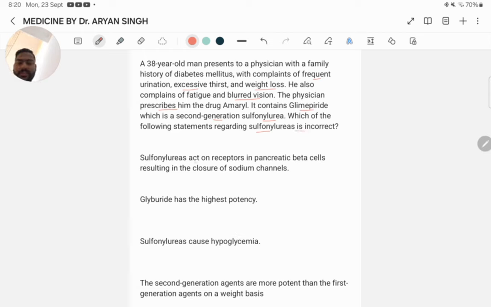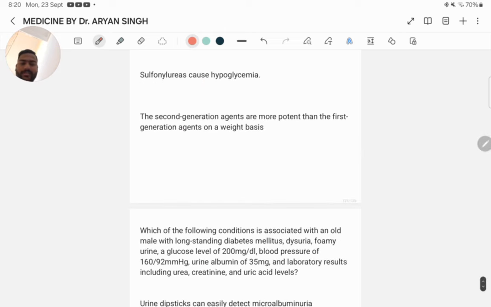Sulfonylureas act on a receptor in pancreatic beta cells, resulting in the closure of sodium channels. This is the incorrect option, because the primary mechanism of action of sulfonylurea is to bind to the sulfonylurea receptor on pancreatic beta cells and cause closure of the ATP-sensitive potassium channels, not sodium channels. Thus, it initiates a cascade of events that causes the release of insulin. Here is the answer. Next question.